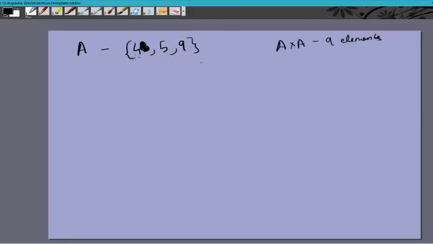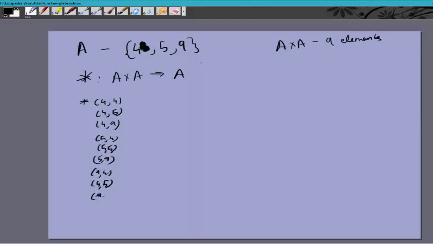You can take 4 along with 4 or 5 or 9. You can take 5 along with 4 or 5 or 9, and you can take 9 with 4 or 5 or 9. So let's say we have a binary operation. We don't know what it is yet. We know that it's not addition, multiplication, subtraction, or division. Okay. So if the binary operation is defined from A cross A to A, then there are only 9 possible values of this. You can only have either star of (4, 4) or star of (4, 5) or star of (4, 9) or (5, 4), (5, 5), (5, 9), (9, 4), (9, 5) and (9, 9).